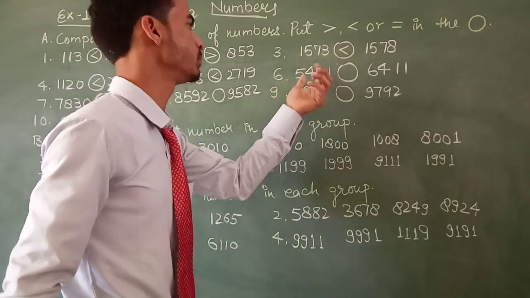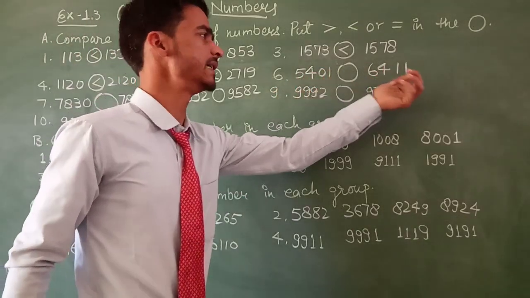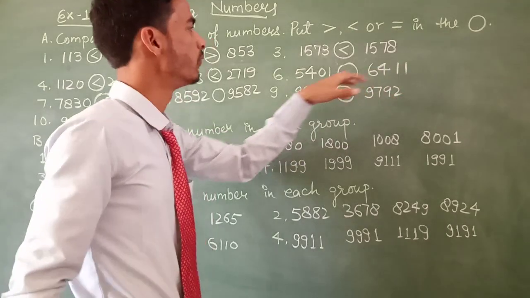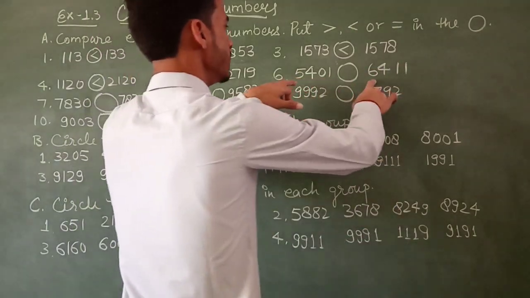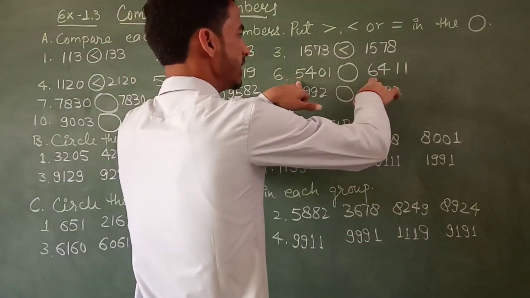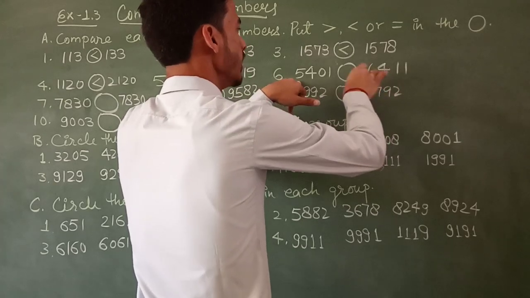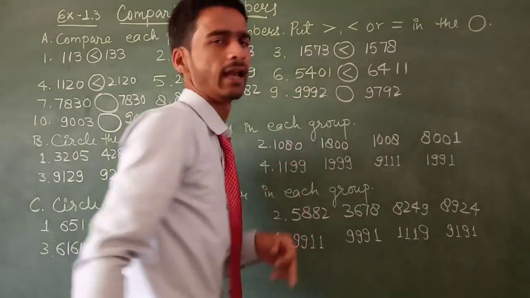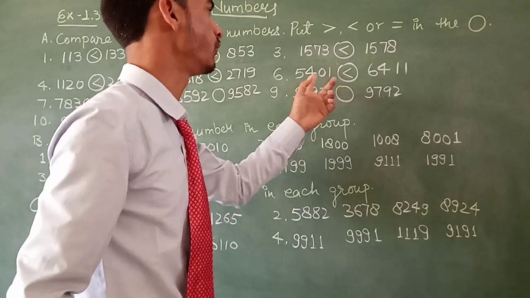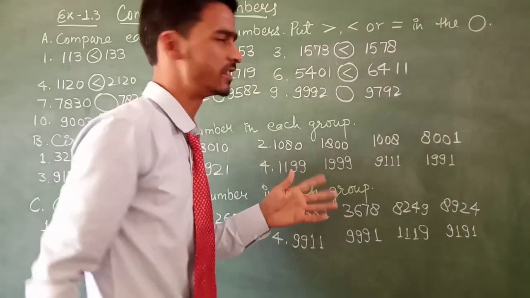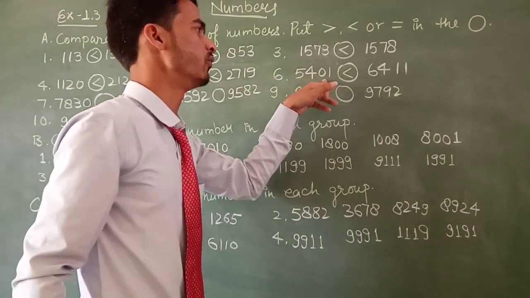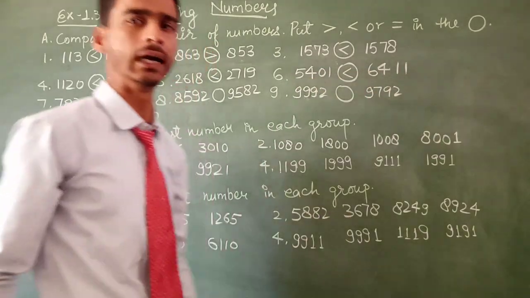In question number 6, 5401 and 6411. Firstly, we have to compare the 1000s places. So we can say here that 6 is greater than 5. So we can say that 6411 is greater than 5401. In other words, you can say that 5401 is smaller than 6411.